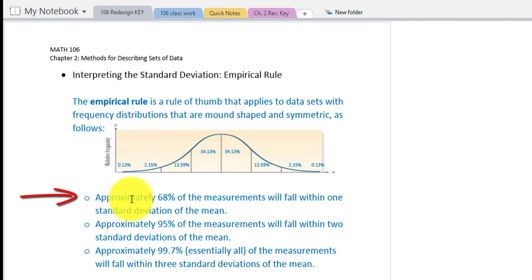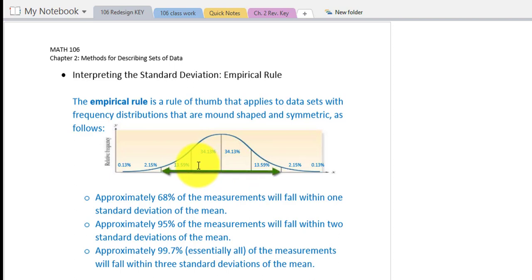So you can see that approximately 68% of the measurements fall within 1 standard deviation of the mean. To fall within means you are considering to the left of the mean as well as to the right of the mean. So 34 and 34, that is about 68% of the data falls within 1 standard deviation, according to the empirical rule.